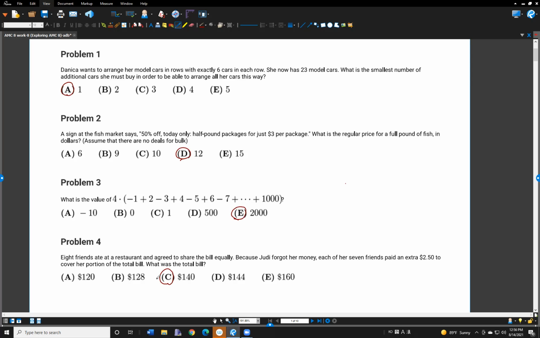Got A, okay. Number 1 is A. Number 2 is D. Is it correct? Any other number? Okay. Number 3 is E. And number 4 is C. They are correct. All right.